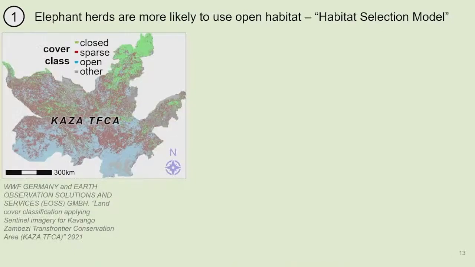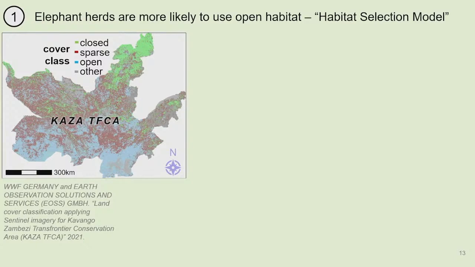Finally, we used a habitat selection model to investigate how elephant herds use different spatially distributed resources. In this case, it is canopy cover class. So this is the KAZA region. In blue, you have more open landscapes, and then green is more closed landscapes.